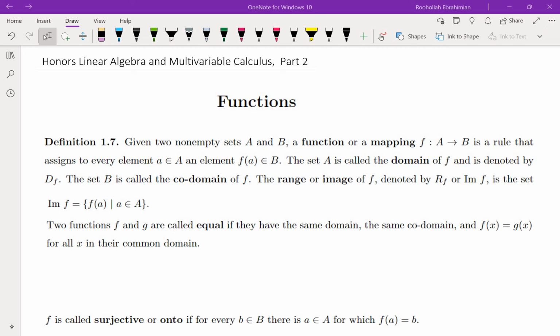Hello, this is the second video on honors linear algebra and multivariable calculus. In this video, we're going to talk about functions. So what are functions, and what are some of the properties and some of the notations and definitions that we're going to use?